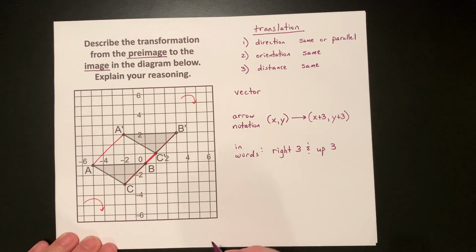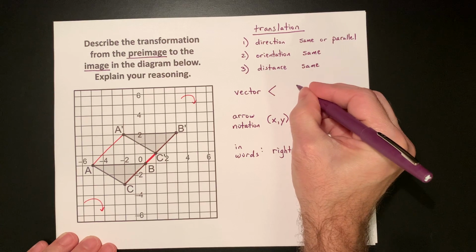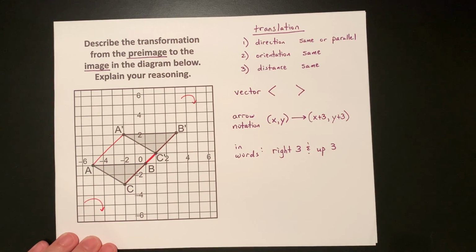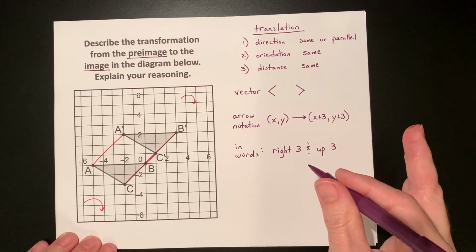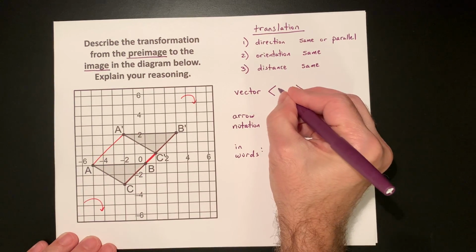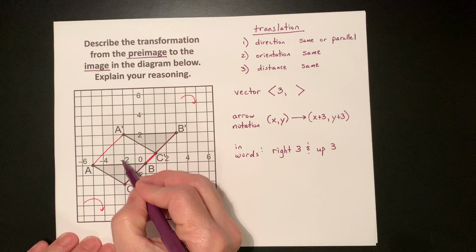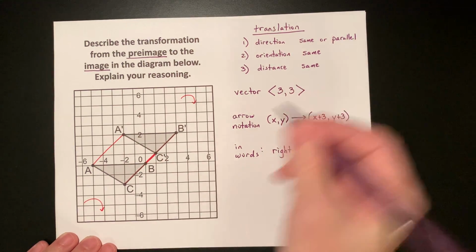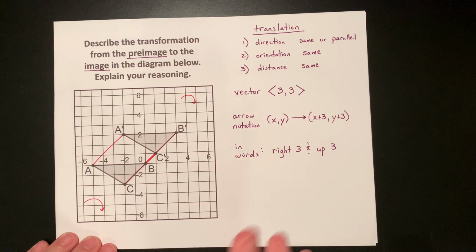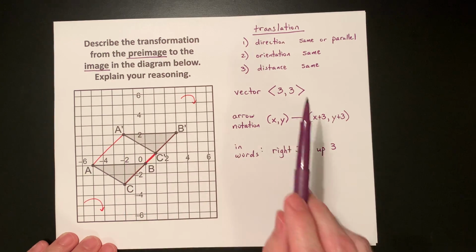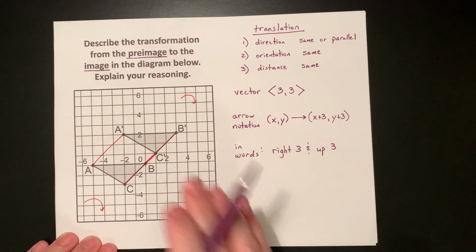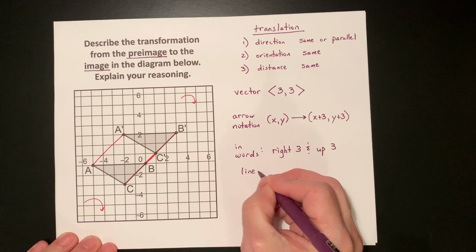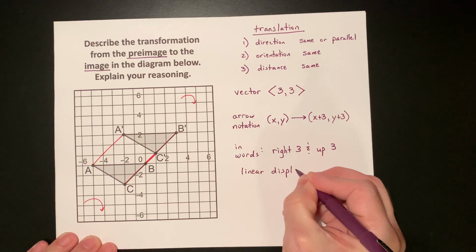And then we also have a vector. Now a vector is going to have these symbols, and it's a lot like what we've already seen. The 3 and the 3 will be here, but we need to include their signs. Since we're going right, that's a positive movement, so the first value is a positive 3. Since we're going up, the second value is also a positive 3. So we can describe our transformation from preimage to image in vector form, arrow notation, or in words. All of these are what we call a way to describe a linear displacement.